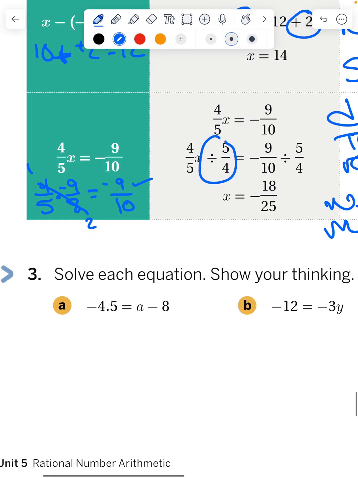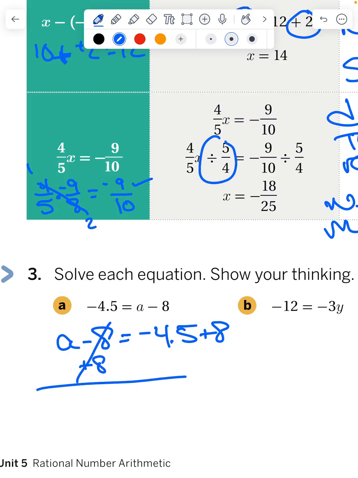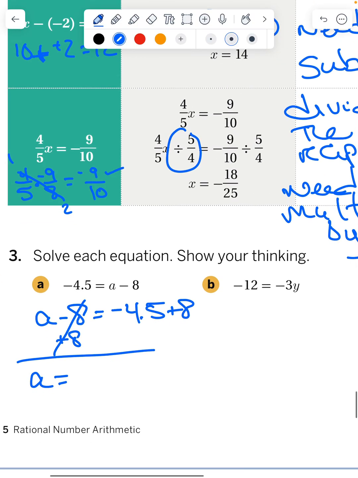Number 3, solve each equation, show your thinking. Y'all, if you don't like that the variable is on the right side, rewrite it. Easy as that. We want to get the letter by itself. It says -8. The inverse would be to add 8 to both sides because a negative 8 plus 8 is 0. So I got my a by itself.